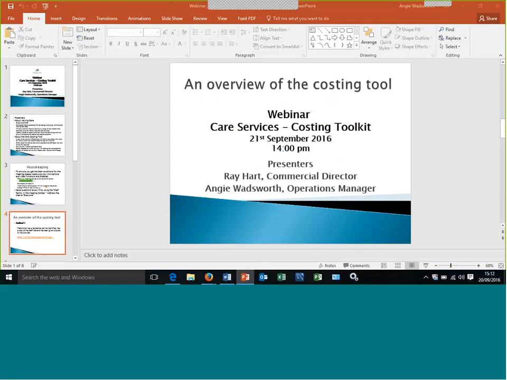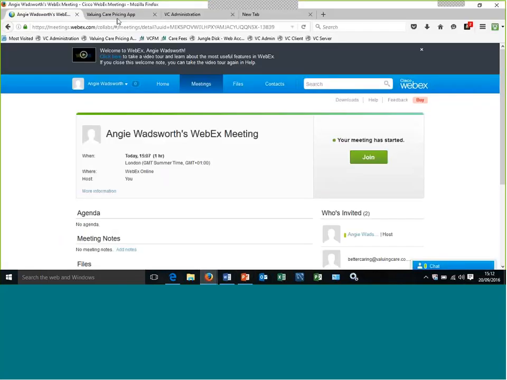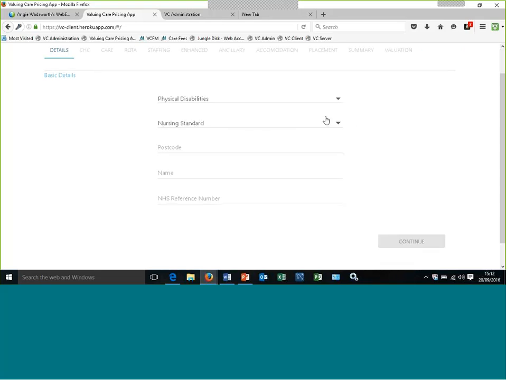Okay, so I'm going to take us in now to what the solution looks like. I'm going in as an end user. This is the front screen, and you'll see it's tabulated. As we complete each screen, it will move us along in the tab so we can see how we're progressing. At the moment, we've only mapped in physical disabilities and mental health. I'm going to select physical disabilities, and we've got two types in, standard and dementia.